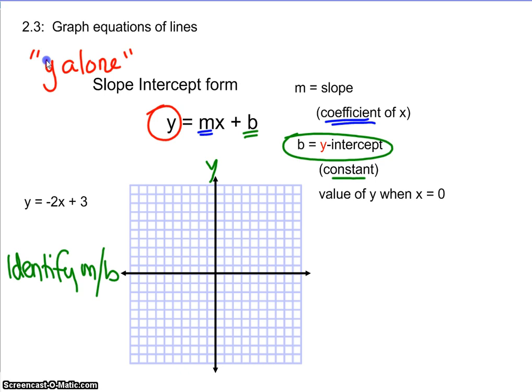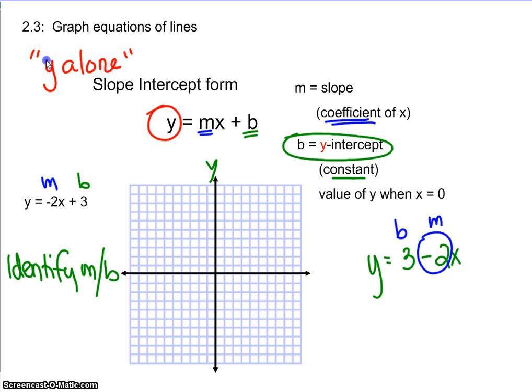So the constant is my b. The coefficient is my m. Now, just because the -2 is first does not make it my slope. I could very easily write this equation this way. And you have to be very careful because it's a common mistake. M is still the coefficient, still the part with the x. Your y-intercept is the constant.